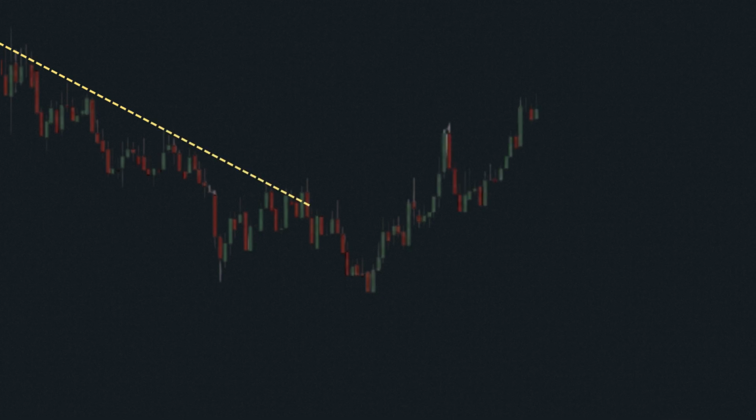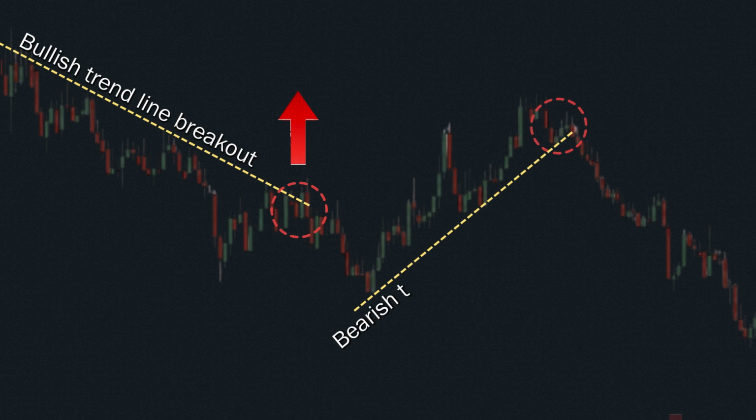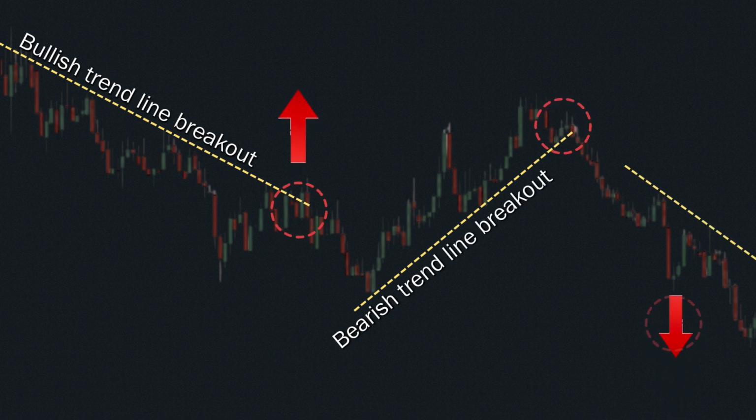Imagine the price is in a downtrend, right? It keeps hitting that resistance ceiling. Tap, tap, tap. And then all of a sudden, bam, it smashes right through it. That's what we call a breakout, and it's a huge potential signal. It tells us the sellers might be running out of gas, and the buyers are stepping in to take control. It could be the very start of a brand new uptrend.